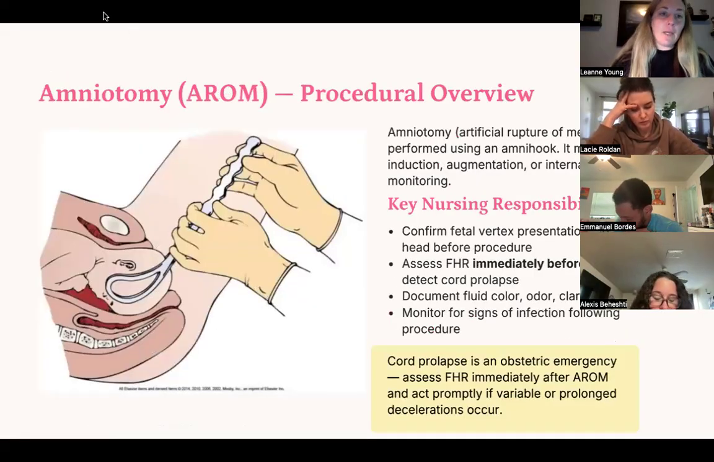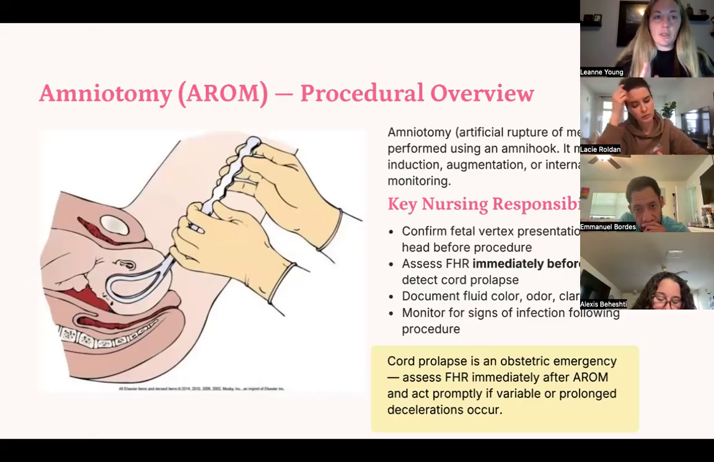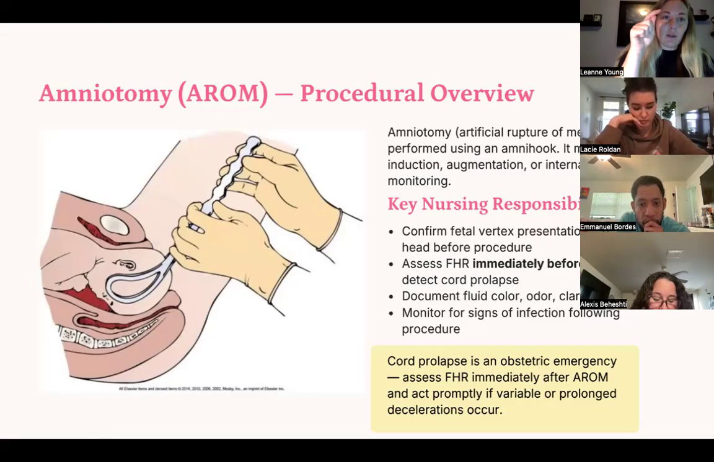All right, amniotomy, or artificial rupture of membranes, is performed using an amni hook. It literally just looks kind of like chopsticks with a little hook on the end of it, where the provider will perform a cervical exam. They'll pass the amni hook up into the cervix, and they'll rupture the bag of water using that hook.